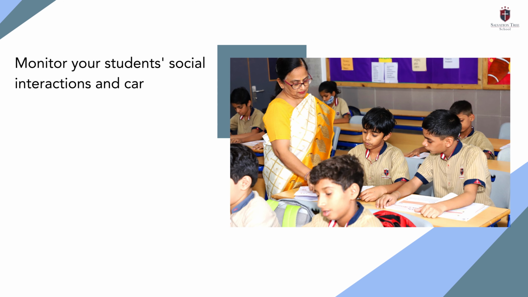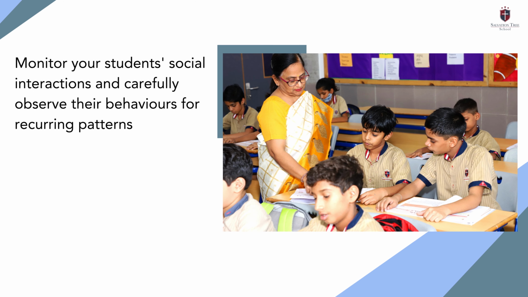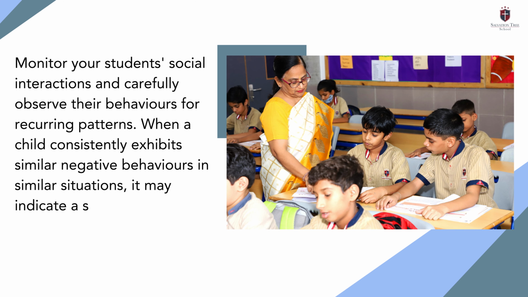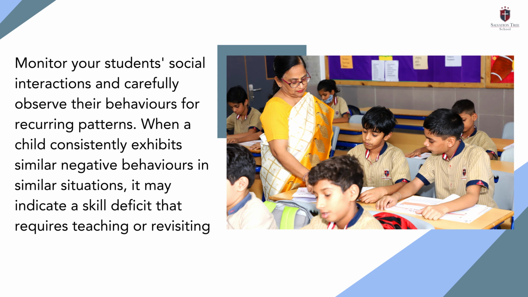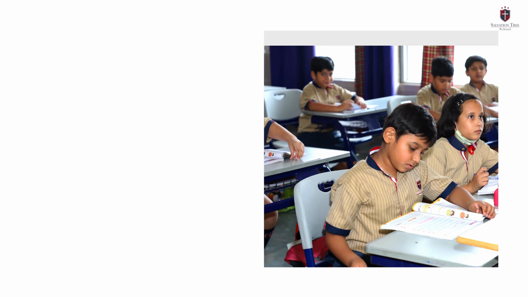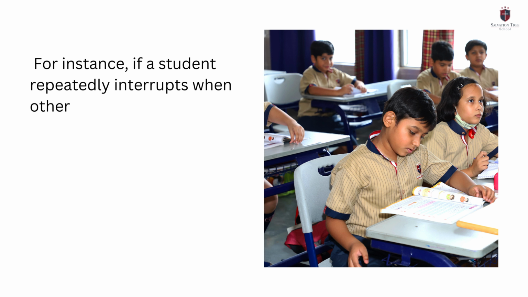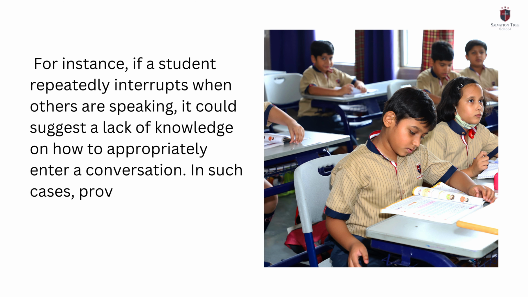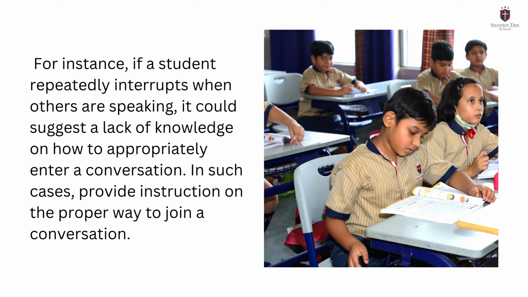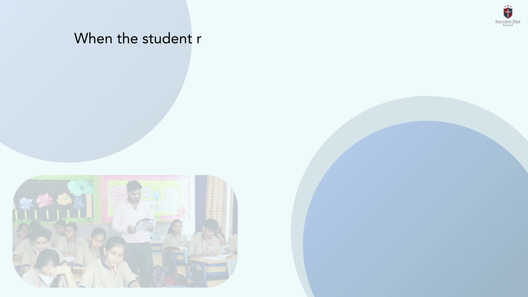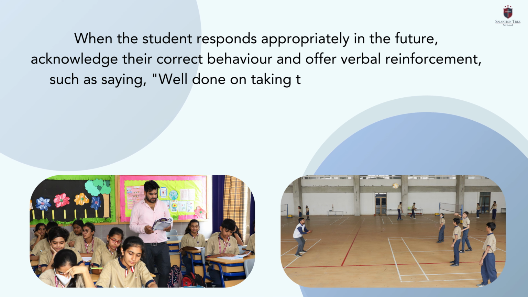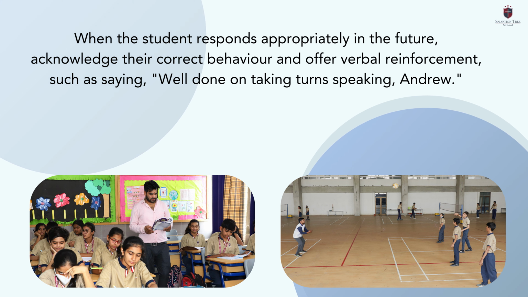Be attentive to patterns. Monitor your students' social interactions and carefully observe their behaviors for recurring patterns. When a child consistently exhibits similar negative behavior in similar situations, it may indicate a skill deficit that requires teaching or revisiting. For instance, if a student repeatedly interrupts when others are speaking, it could suggest a lack of knowledge on how to appropriately enter a conversation. In such cases, provide instruction in the proper way to join a conversation. When the student responds appropriately in the future, acknowledge their correct behavior and offer verbal reinforcement, such as, "Well done on taking turns in speaking."